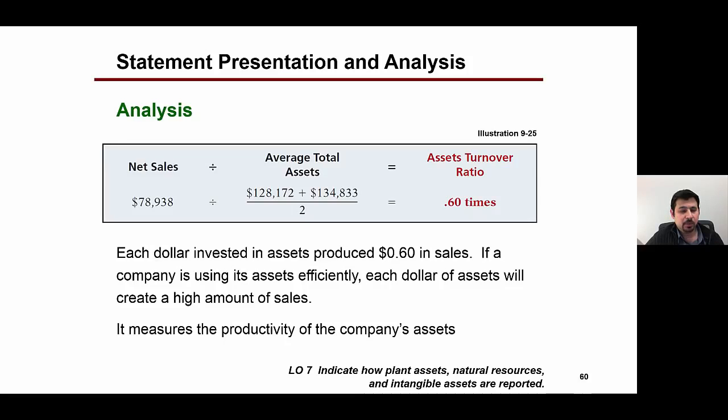In this example, we divide the net sales by the average total assets, which is beginning total assets plus ending total assets over 2, to get 0.60 times, which means that the company will generate $0.60 in sales out of each dollar invested in assets. And like we said, the higher the assets turnover ratio, the more efficiently the company is using their assets.